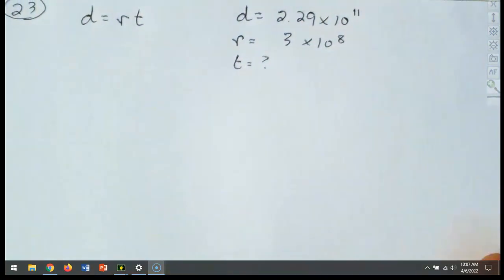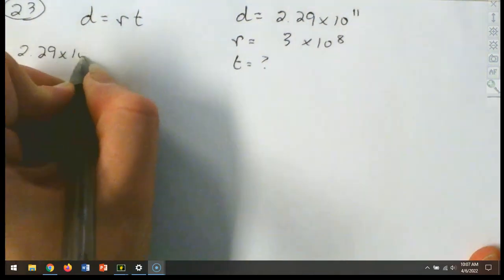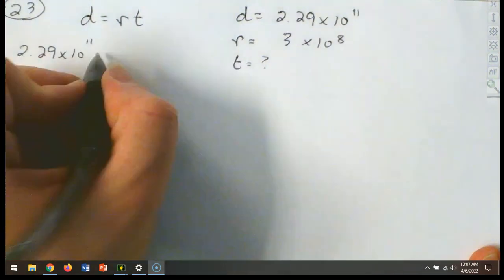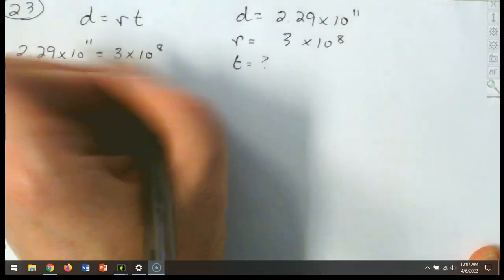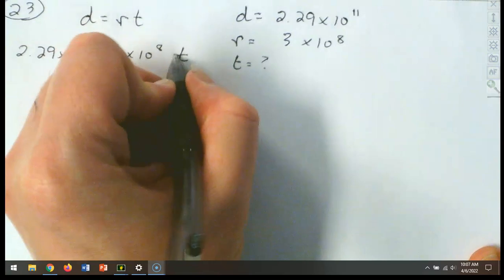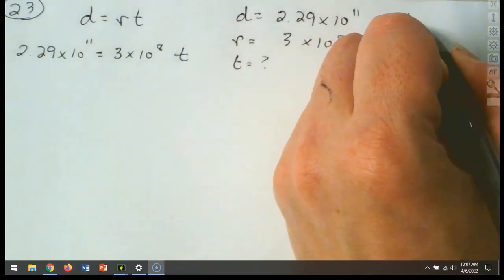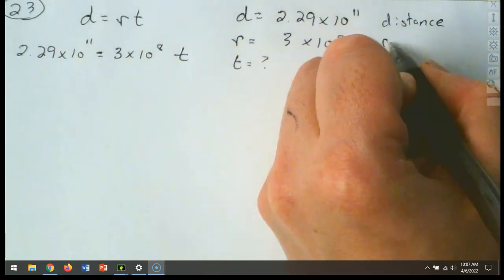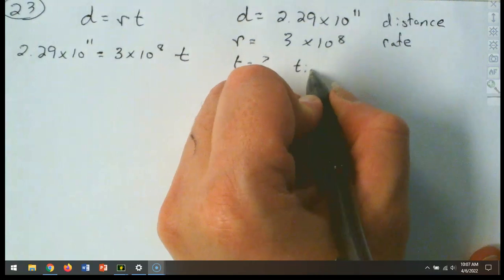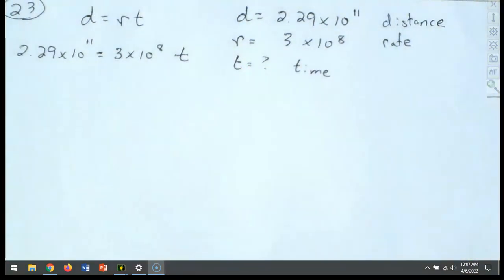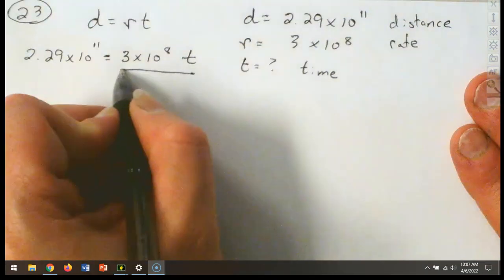So let's fill things in. Okay, because that's our distance, right? This is the distance to Mars. This is our rate of speed, how fast the speed of light is, and this is going to be our time. Now again, we just plug the numbers back in. Okay, how do we solve it? We need to get the t by itself. We just divide.